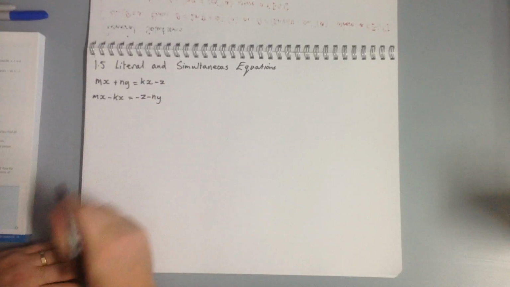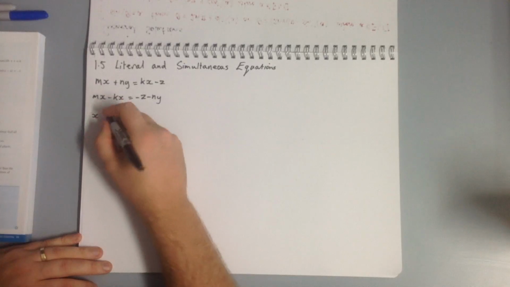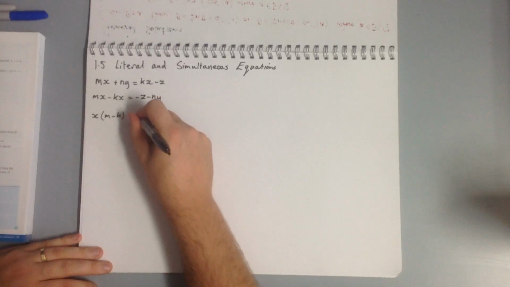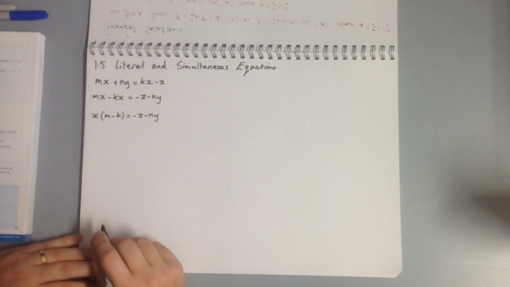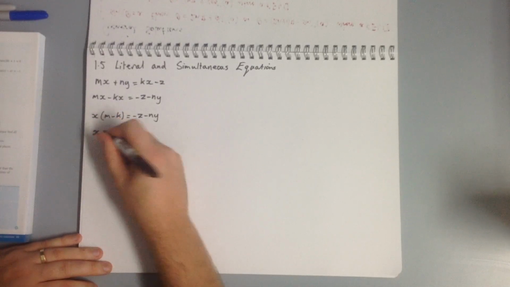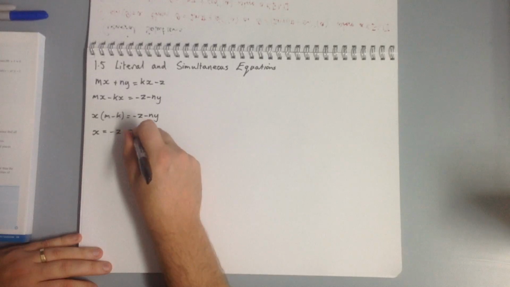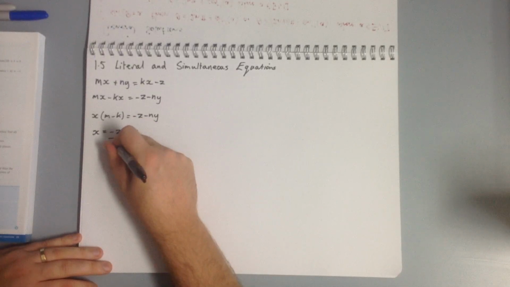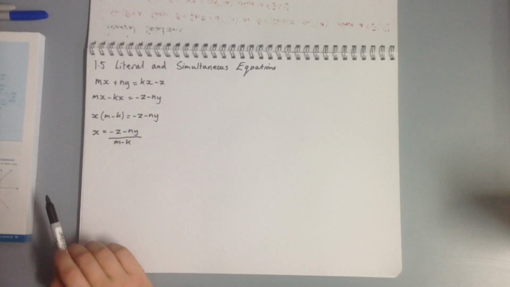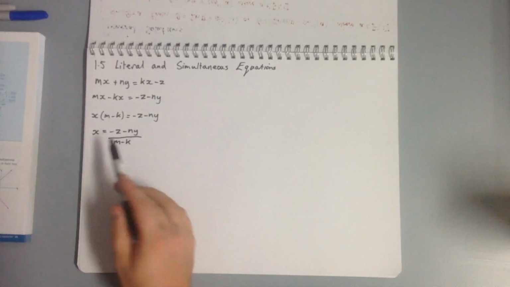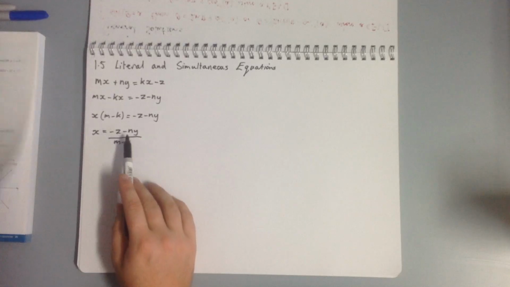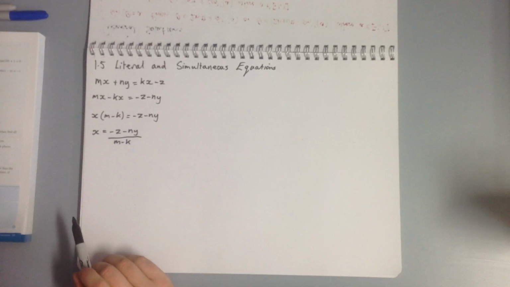We can now take x out as a common factor, so that we've got x outside of m minus k, which equals our negative z take ny. Now we can divide by our m take k. This leaves us with x equals negative z take ny all over m take k. So you can see that we've actually found our solution, we've got our x by itself, and our answer is in terms of our other variables.